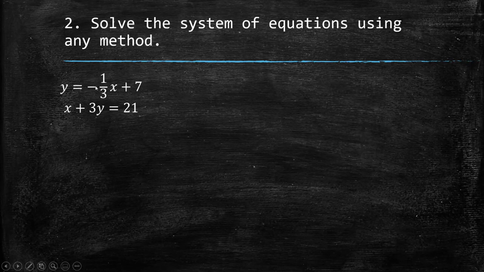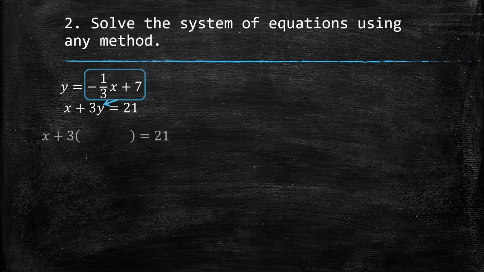In example 2, again, this first equation is solved for y, so it makes it a good candidate for substitution. So I would take the expression that is equal to y and replace the y with that in the other equation. First, I like to write the equation as it was, but instead of y, I put a blank set of parentheses. And then in the parentheses, we're going to put the negative 1/3 x plus 7. Next, we will distribute the 3. We're going to take 3 times negative 1/3 x, which gives us negative 1x, and 3 times 7 gives us 21.